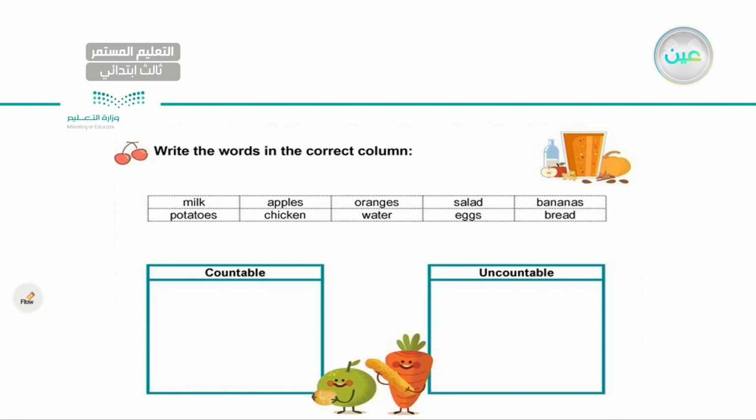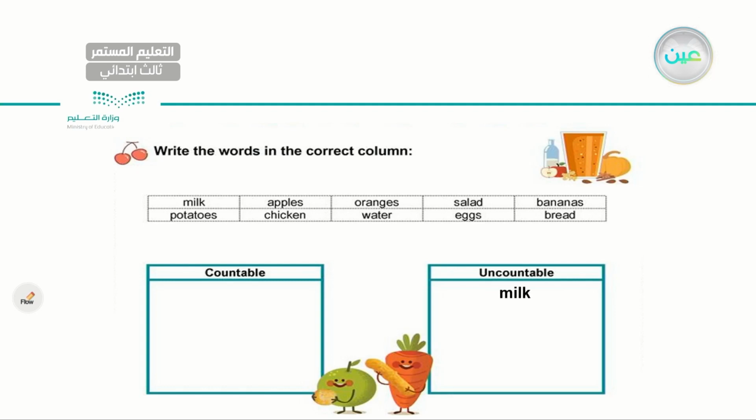Now, here I need your help. Write the words in the correct column. I have 2 columns here, countable and uncountable. Let's read. Milk, apples, oranges, salad, bananas, potatoes, chicken, water, eggs, and bread. Let's start with the word milk, for example. What do you think? Countable or uncountable? Actually, milk is uncountable. Very good.